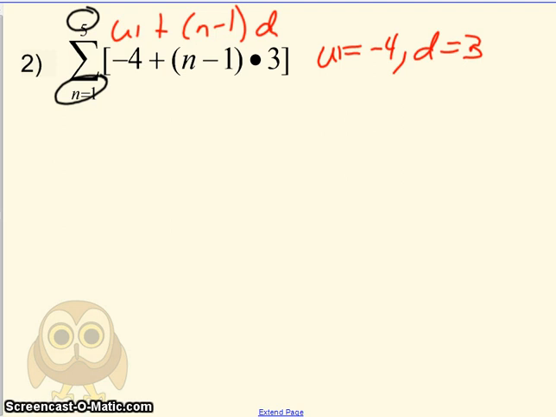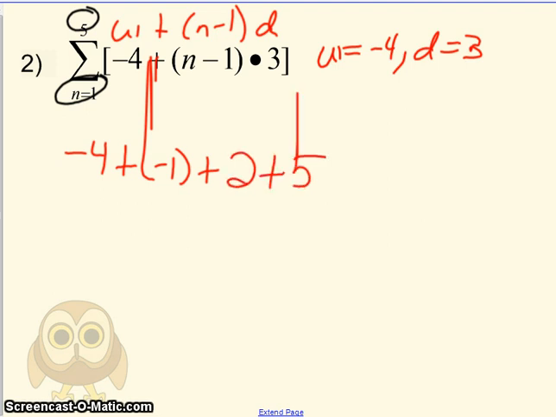So if I wanted to find terms numbered 1 through 5, I'm going to start with a negative 4. Then I'm going to add 3 to that, because the common difference is 3. My smartboard is giving me trouble. I'm going to add 3 to that, so that's negative 1. Please excuse the jumping around of the cursor. I'm going to add 3 to that, so now it gives me 2, and 3 to that gives me 5, and 3 to that gives me 8.